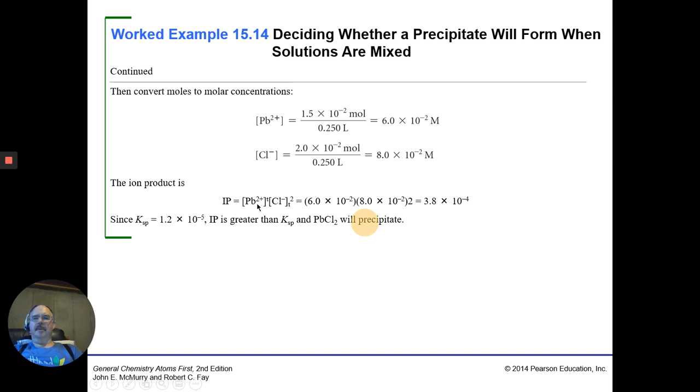So this is our IP expression. IP is, again, the same thing as Q. We substitute this value in for lead, and this value in for our chloride. Don't forget to square it. And that is 3.8 times 10 to the minus fourth. Since the KSP is 1.2 times 10 to the minus fifth, our IP is greater than KSP, so the answer is yes, lead chloride will precipitate.